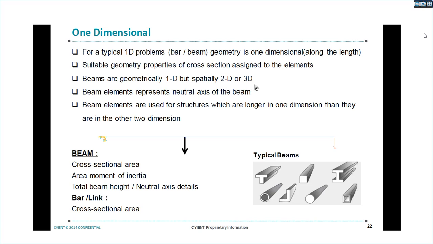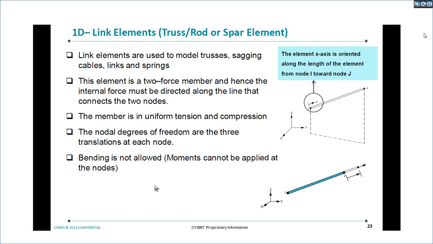Beams are geometrically 1D but spatially 2D or 3D. Typically this is 1D, but in actual sense it will solve for 3D results. It will give results in three dimensions. Beam elements represent the neutral axis of the beam, similar to shell elements. Beam elements are used for structures which are longer in one dimension than in the other two dimensions.